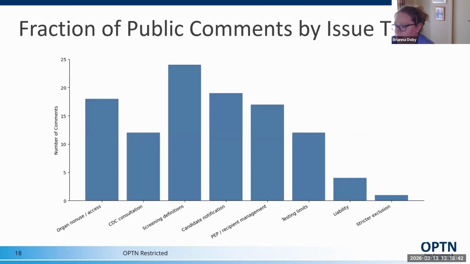For the fraction of comments by issue theme, you'll see here there were concerns about this increased focus or attention to rabies risk leading to organ non-use. There were questions about operationalizing the CDC consultation, some screening definition questions, and how potential candidates or waitlist candidates who had that organ offer with identified potential rabies risk might be informed. So I think overall, again, this is going really well. We're excited to show a slightly different paradigm for how we can address those issues, focused on substantive changes to the policy language, or changes to implementation that need to happen based on the commenters' feedback. You can go to the next slide.